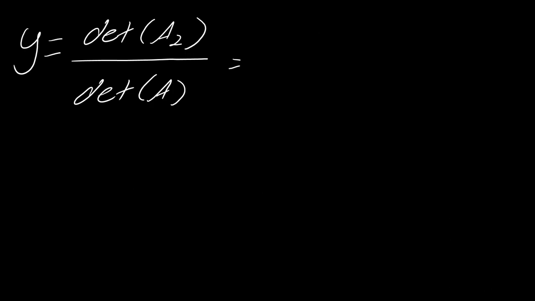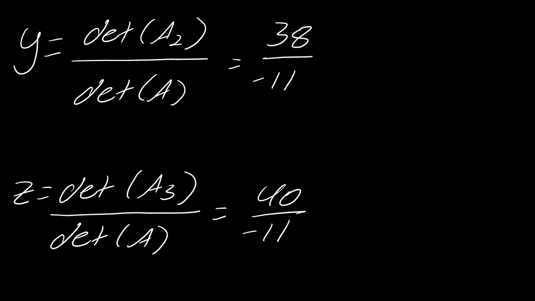Then I just plug everything in. For Y, I take the determinant of A sub 2 divided by the determinant of A, so that's going to be 38 over negative 11. I do something very similar for Z. I take my determinant of A sub 3, which was 40, over my determinant of A, and that's 40 over negative 11. And so that's how you use Cramer's rule. It's really important, I think, to use technology in this. It just makes it so much easier.